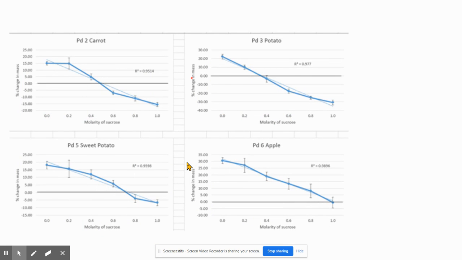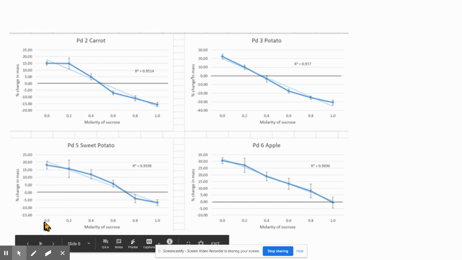And this is what we did last year, and this is what we would have done this year if we had been in class. Last year I had 4 periods, and one did a carrot, a potato, an apple, and a sweet potato. What they did was they took cores of each vegetable or fruit, and they weighed it, and then they put it in a cup with solution. And these are the 6 different treatments. So they put the cores in pure water, 0.2% sucrose, 0.4, 0.6, 0.8, and 1.0.